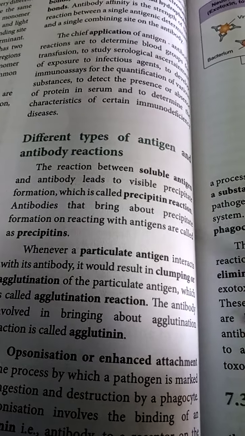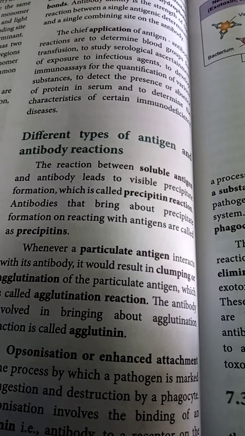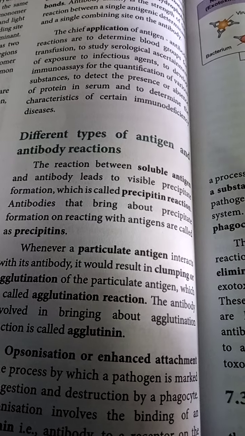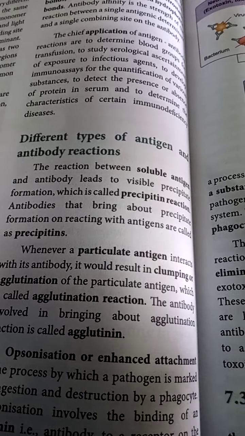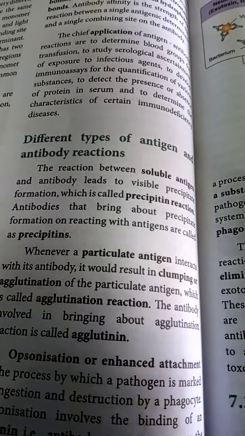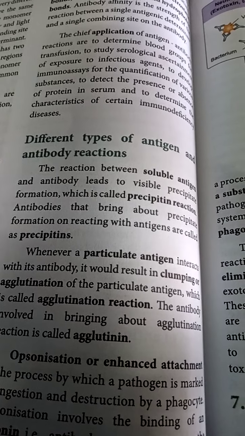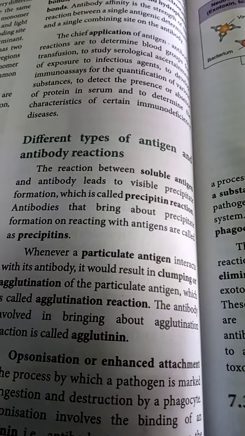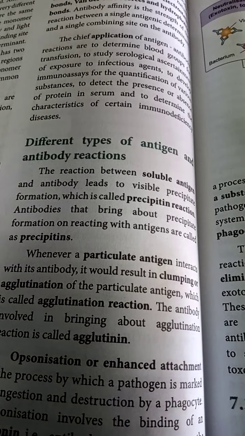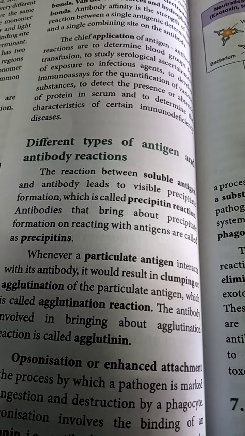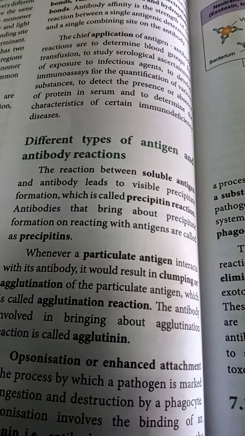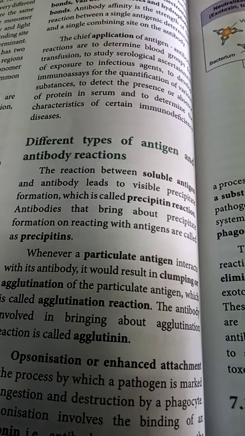So the reaction between soluble antigens and antibody leads to a visible precipitate. When the soluble antigen reacts with the antibodies, precipitation is produced. That reaction is known as the precipitin reaction. The antibodies bring about the precipitate formation by reacting with the antigen.